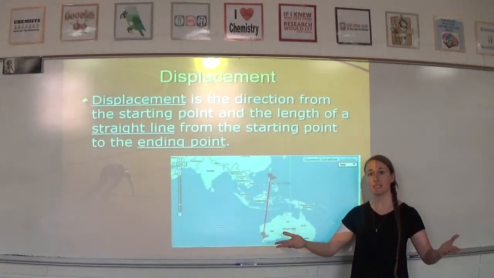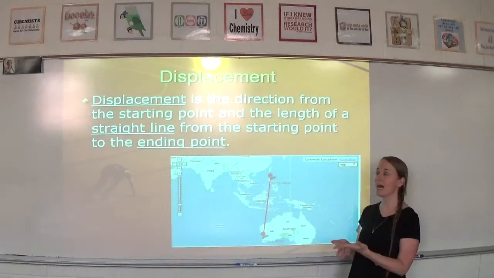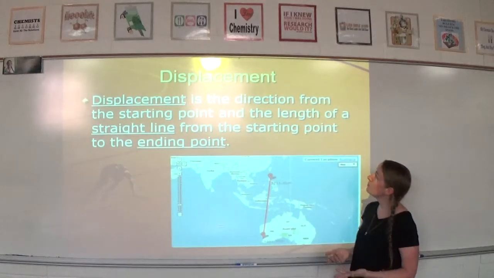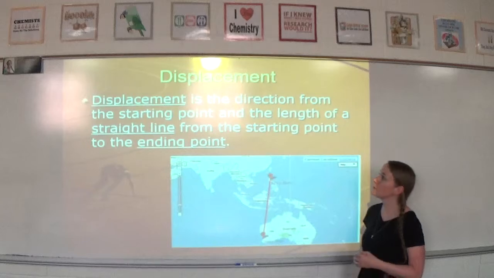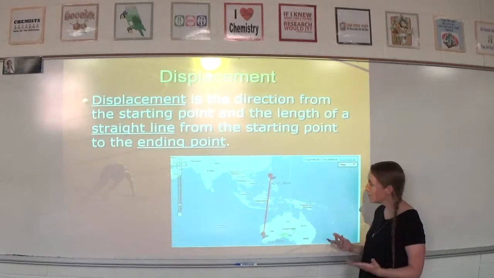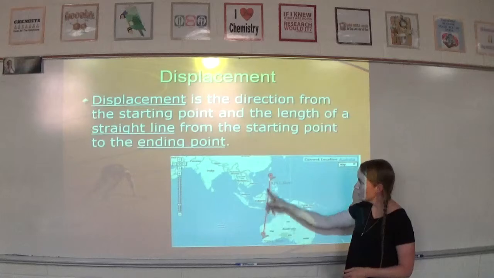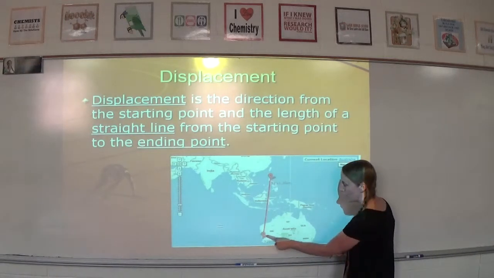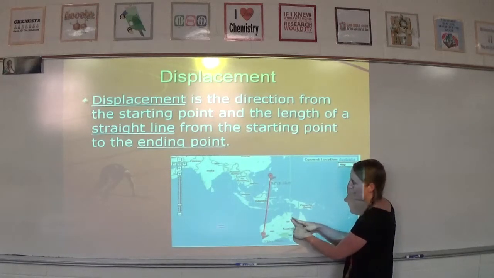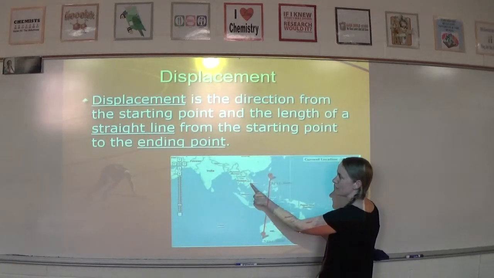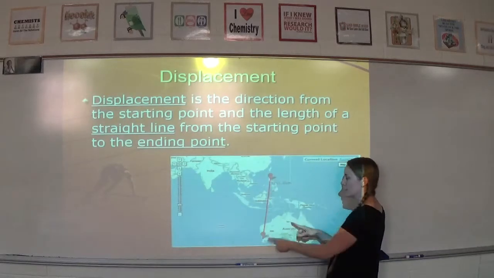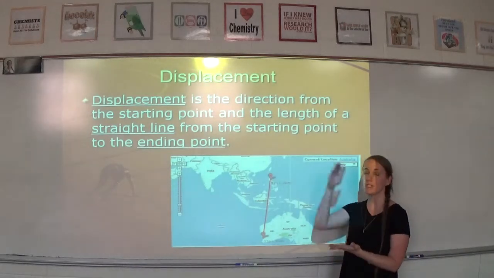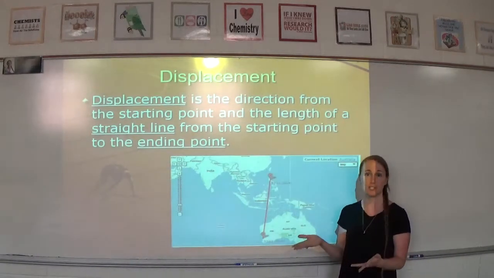So, what's the difference in distance and displacement? Well, distance measures the path you take. Displacement is the direction from the starting point and the length of a straight line from the starting point to the end point. So for example, if you're going from here to here, this is your displacement, even though in real life, you may have to drive to get to an airport over here, and then fly over here first and have a layover, and then fly over here, and so you may have a much longer distance. Your displacement is always the shortest path, because a straight line between 2 points is your shortest path.